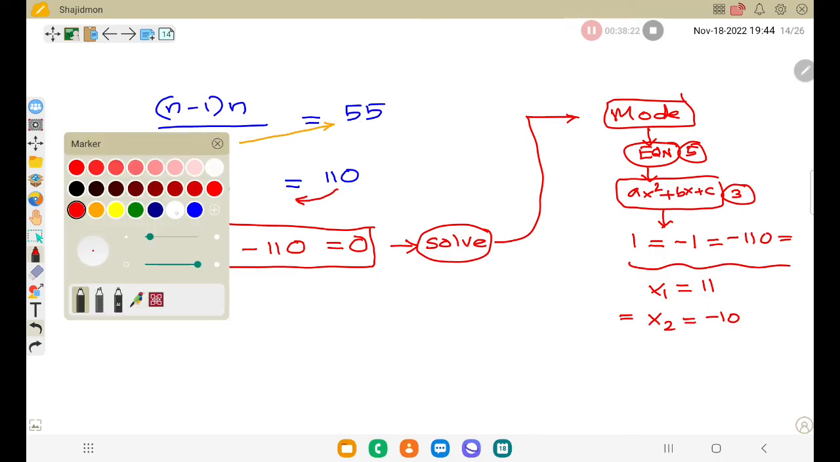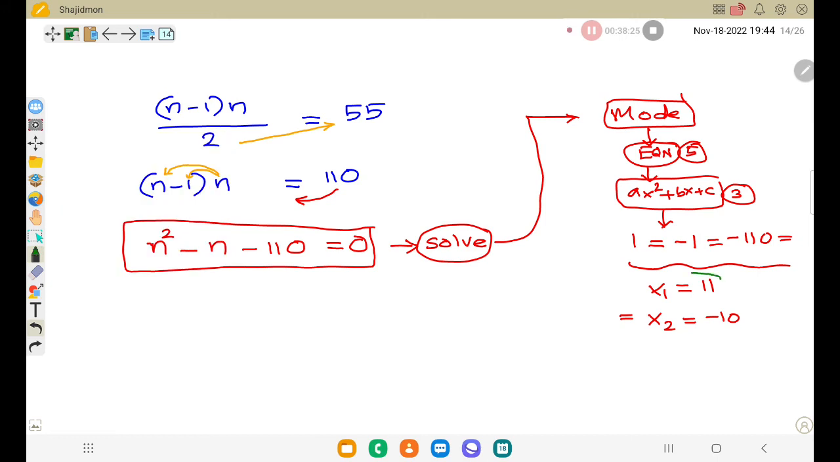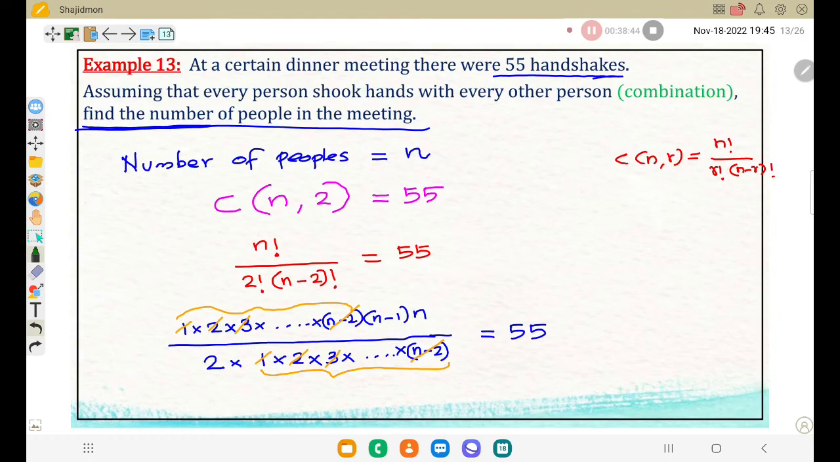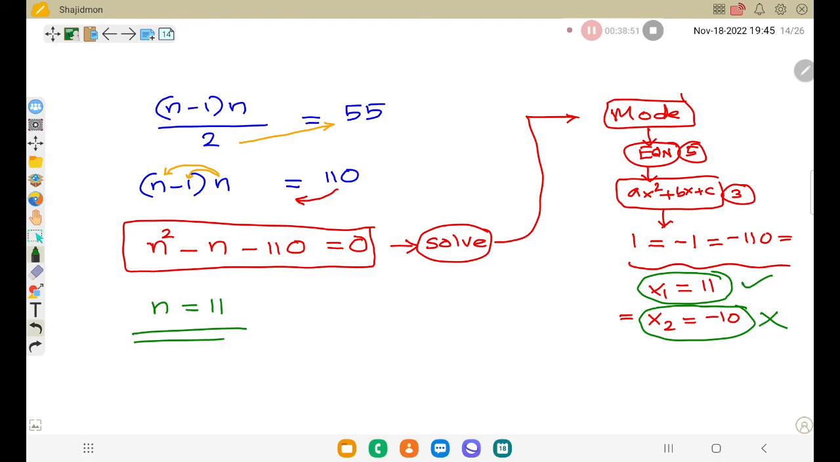So we are getting 2 answers. Which is the correct answer here? 11, correct? Because n means the number of pupils, and the number of pupils should not be negative. This answer is wrong. Only the positive number we choose. So n equals 11. How many pupils attended that meeting? 11 pupils attended. So in this dinner meeting, 55 handshakes means we have 11 pupils. Hope you understood the idea of this question, correct?